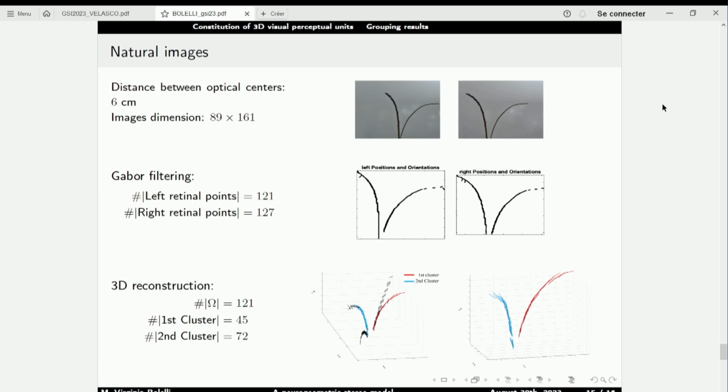So we can conclude that the introduction of our neurogeometric model for stereo vision allows us to simultaneously solve the correspondence problem, but also to segment the visual scene, since we are able to identify the 3D percepts that characterize it.